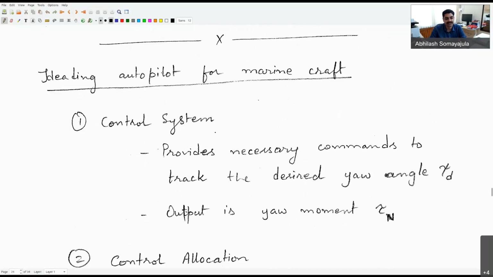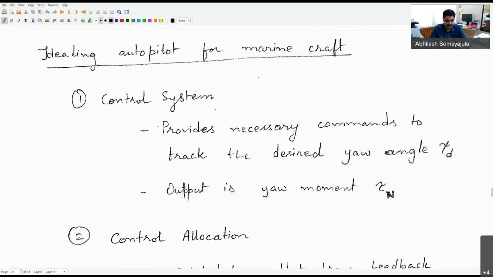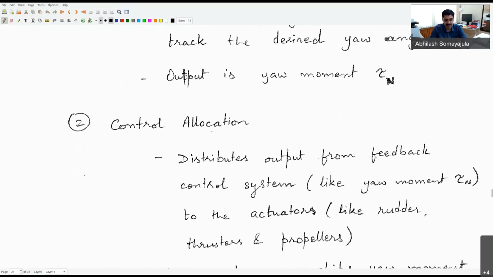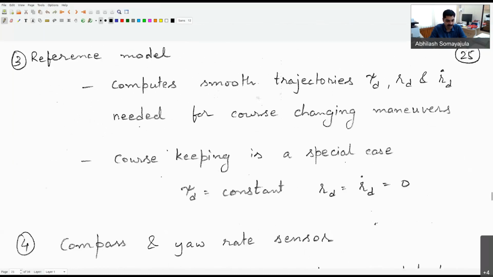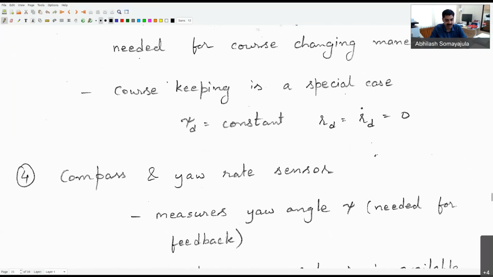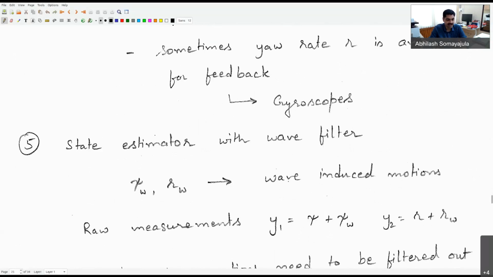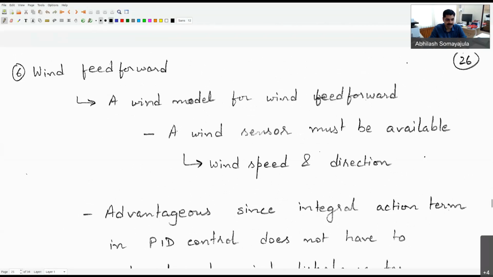We looked at the idea that it consists of a control system, a control allocation, then a reference model, a compass and yaw rate sensors, and then a state estimator with wave filters, and then finally a wind feedforward term in case we want to compensate for the wind. So these were the topics which we broadly covered as to what is there in a heading autopilot.